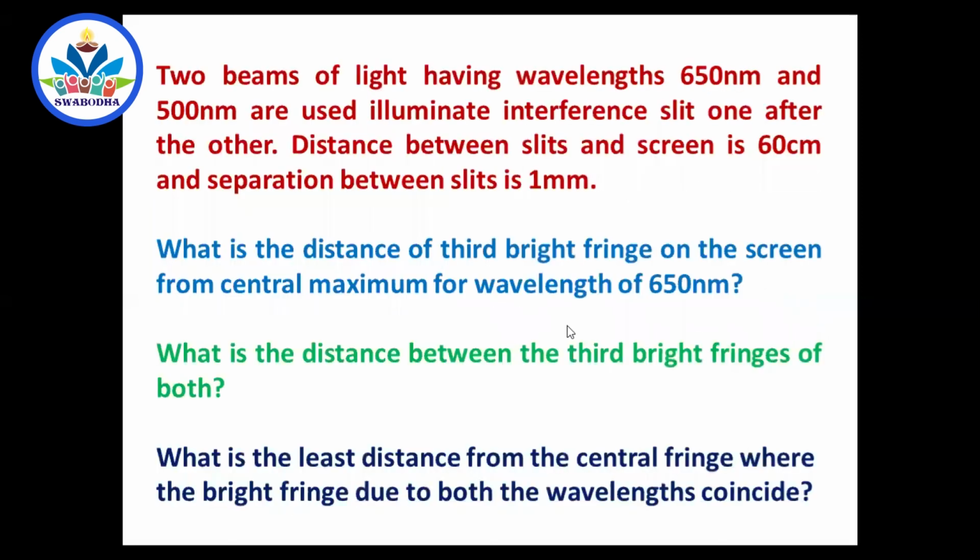Now, one of the problems which we worked out last time, I made a small mistake there. I didn't completely divide it. There is this problem itself. Two beams of light having wavelength 650 nanometer and 500 nanometer are used to illuminate the slits one after the other. The distance between the slits and the screen is 60 centimeter and the separation between the slits is 1 millimeter. Remember? So in that problem, there should be a correction.